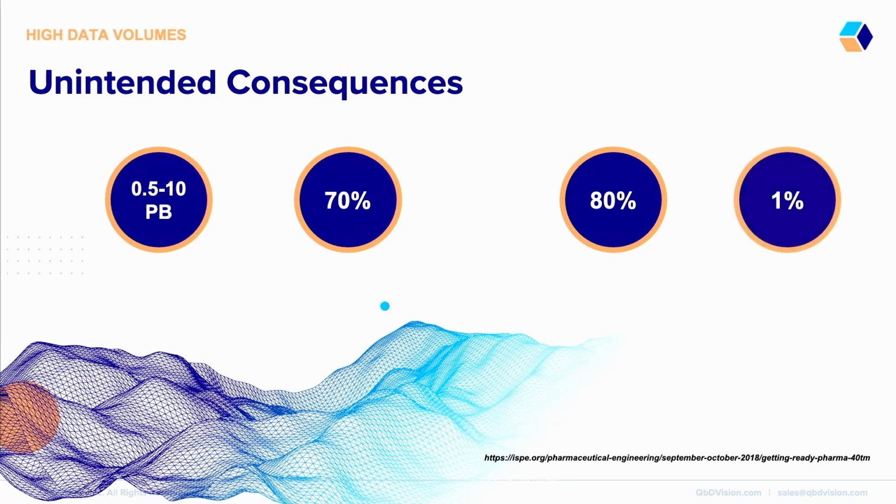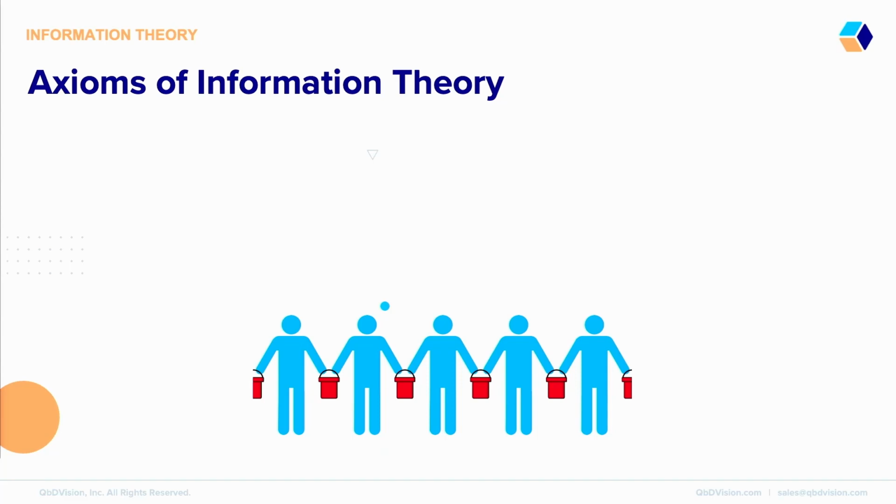And when it's unstructured, it doesn't get used. 1% of unstructured data is utilized, all right? So I'm going to take a little tangent here. I want to talk a little bit about the axioms of information theory. What's going on? We don't understand why we are doing this, right?